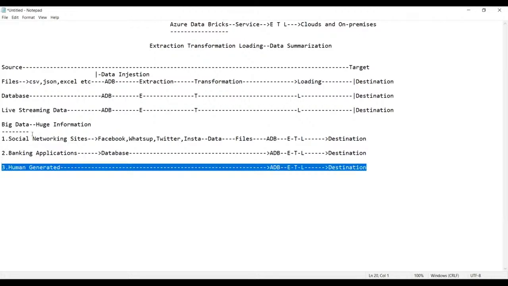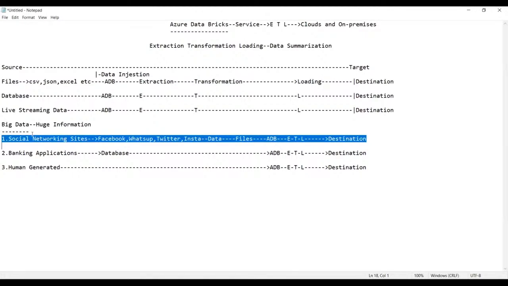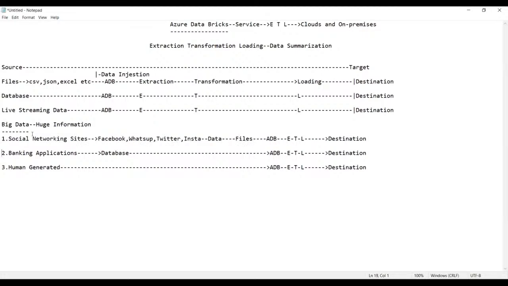Okay, guys. So what is human generated data? Social networking sites. We can get the data from social networking sites, banking applications, human generated data. These are the various things you have. Getting my point, everyone? Now, apart from this, we can also get the big data in the form of what?